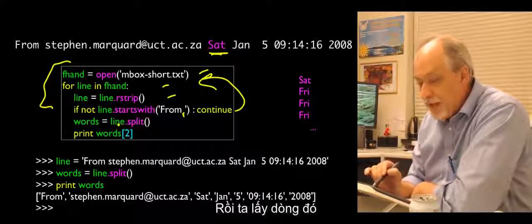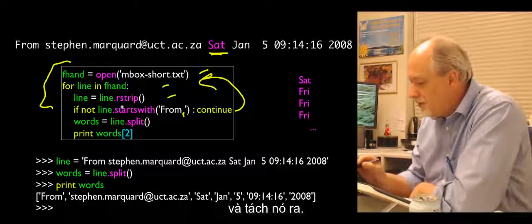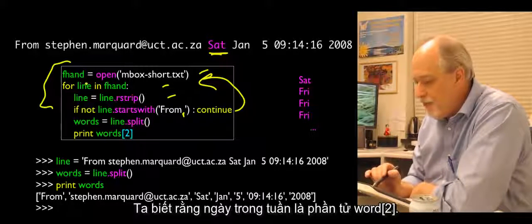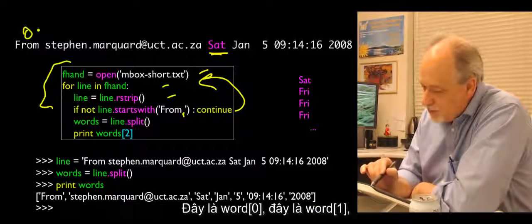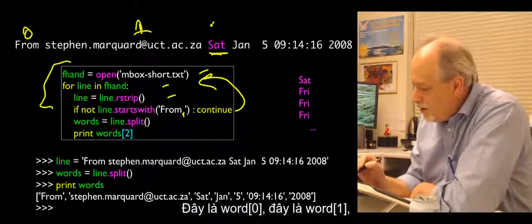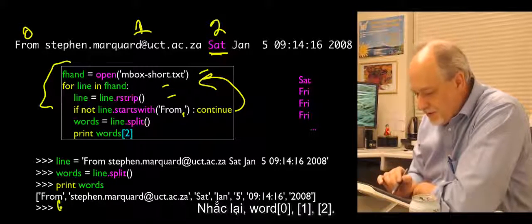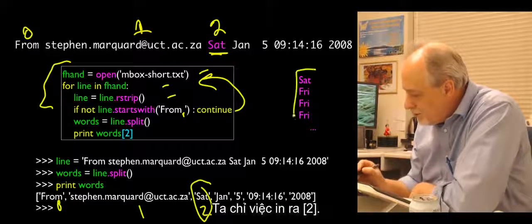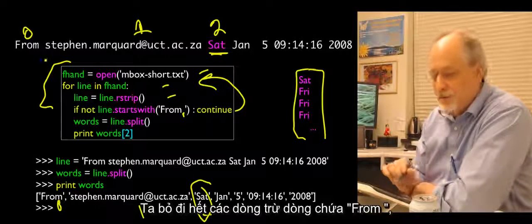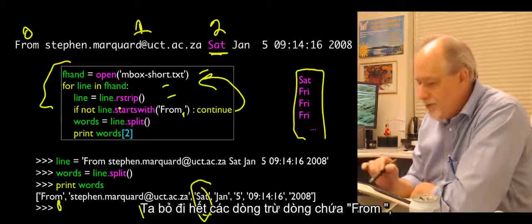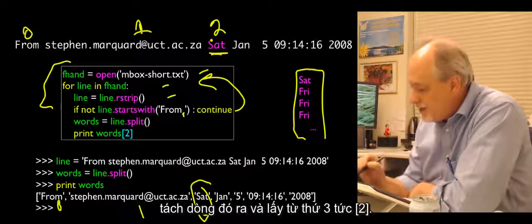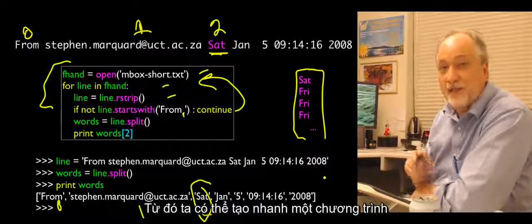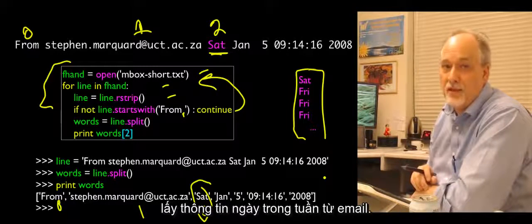Then what we do is we take the line, which is all of this text, and then we split it. And we know that the day of the week is word sub 2. So this is word sub 0, sub 1, and sub 2. And so all we have to do is print out the sub 2, and we throw away all the lines except the From lines. We split them and take the third word, or word sub 2, and we can quickly create something that's extracting the day of the week out of these.